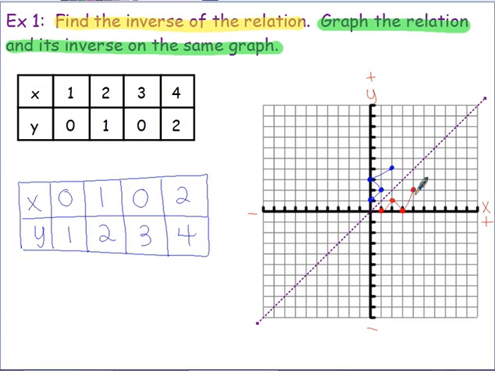Anytime you graph a relation and its inverse, there will always be a mirror image over this line. And this line, by the way, its equation is y equals x. It's where x and y are the same. And because we're switching x and y, that's why it's using that line as a mirror. So you're going to have some problems like this to work on with raw data: graph the data, flip it around, graph the other one.